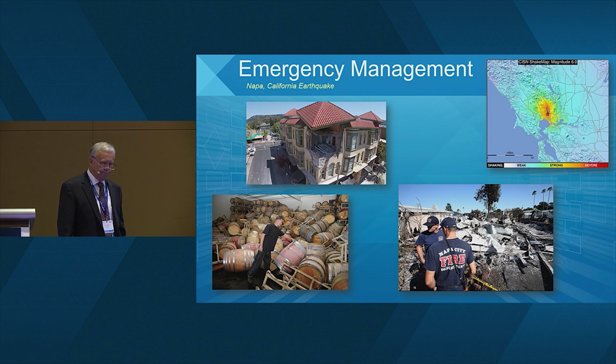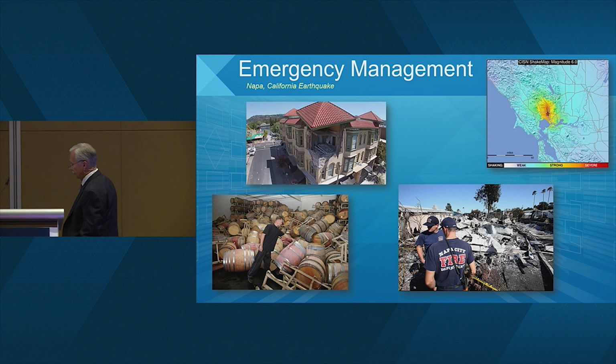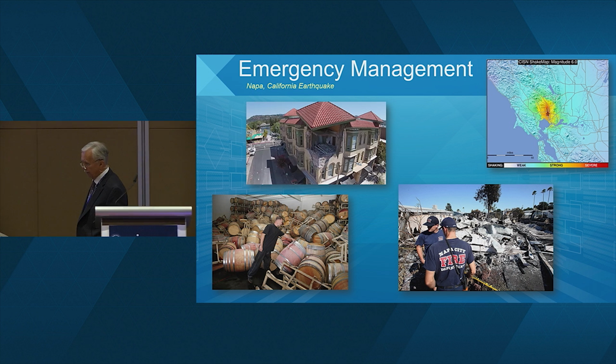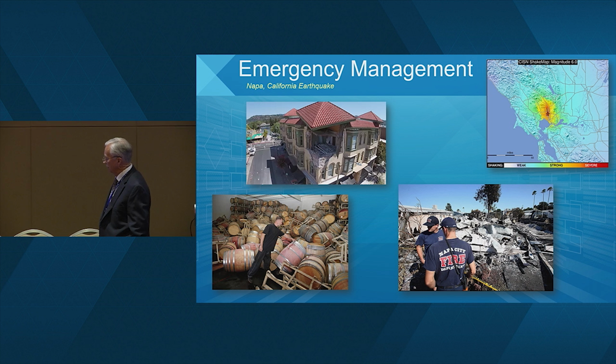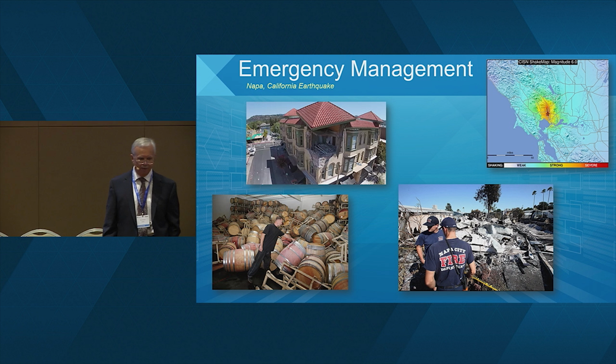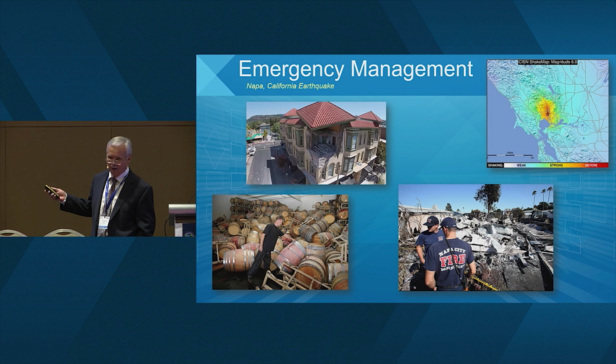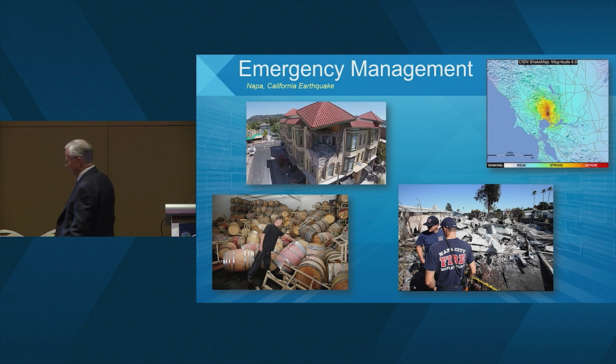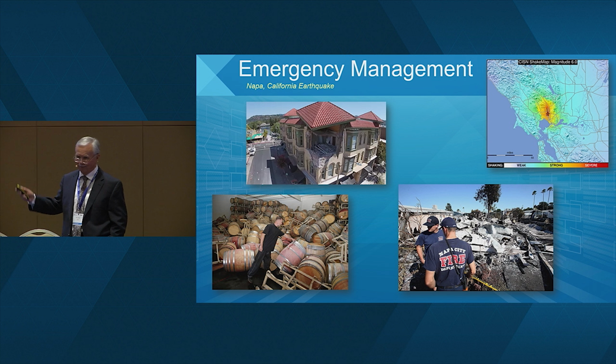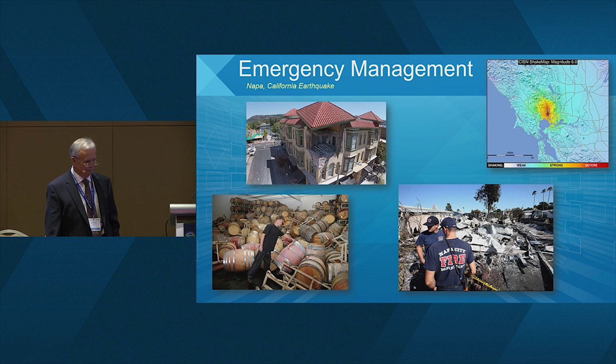Emergency management. Kind of the use case that I think really tells a story. We had an earthquake in Napa, and it did moderate damage. And if you see in the lower left, lots of people were concerned because that's critical infrastructure. That's good wine that was starting to break apart. So there was a great deal of urgency to correct this problem.